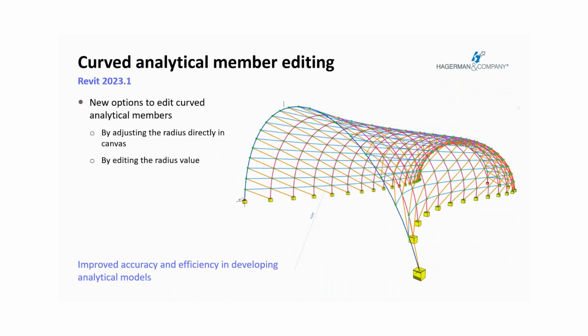In Revit 2023.1, there are new options available to edit curved analytical members. Structural engineers can adjust the curved member radius directly in Canvas or by editing the radius values. This improves accuracy and efficiency in developing analytical models by structural engineers.